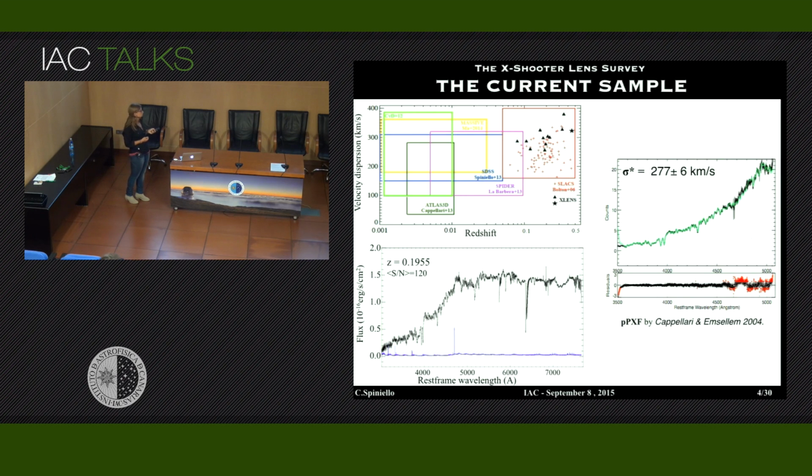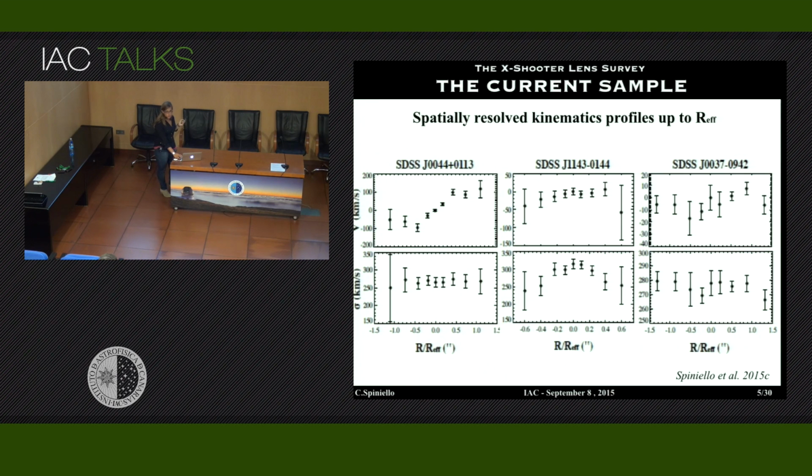I don't remember the redshift, but it should be 0.15, for which we're performing the kinematics analysis by using the pPXF code by Cappellari and Emsellem. And this is the residual, and the black line is the galaxy, whereas the green line is a combination of stellar templates that have been used to constrain the velocity dispersion. And this is one of the least massive, if not the least massive, of the sample.